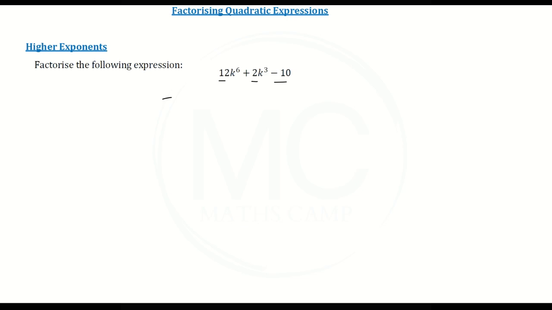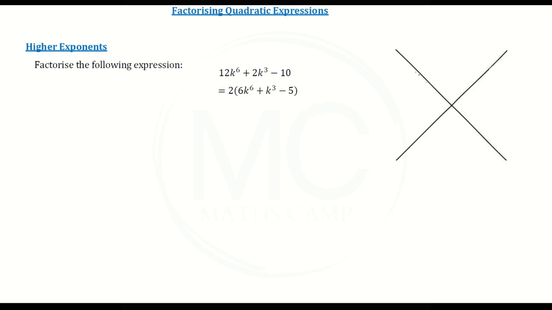Let's do this now. We have 2, open bracket, 12 divided by 2 is 6, so we get 6k to the power of 6. 2 divided by 2 is 1, so we get plus 1k to the power of 3. Negative 10 divided by 2 is negative 5. Now inside the bracket, we have 6, 1, and negative 5. There are no more common factors. So now we can factorize this quadratic. Let's put in the big X.